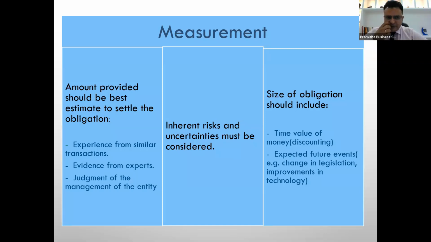Okay. So we'll use the best estimate, experience from similar transactions, evidence from experts, and judgment of management of the entity. We'll take into account inherent risk and uncertainties around it. The size of the obligation will also include the time value of money: if it is going to be paid in future, we'll discount it to present value. And expected future events, change in legislation, or improvement in technology.